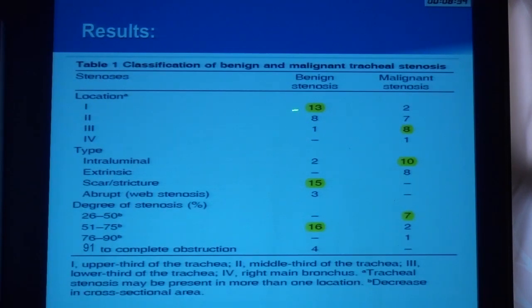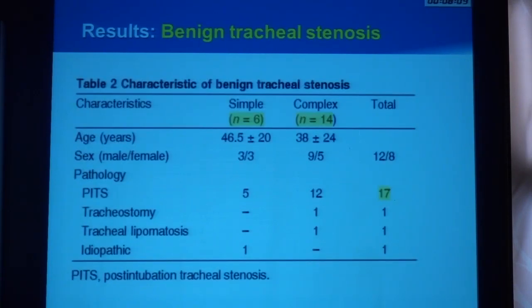As you can see, the majority of the benign cases were in the upper 1/3 of the trachea, while in the malignant cases it was in the lower 1/3 of the trachea. Most of our benign lesions were scar and scar stricture, while most of our malignant lesions were intraluminal lesions. The degree of obstruction was tight stenosis in benign cases and moderate stenosis in malignant stenosis. We have 20 cases of benign, 6 simple and 14 complex.